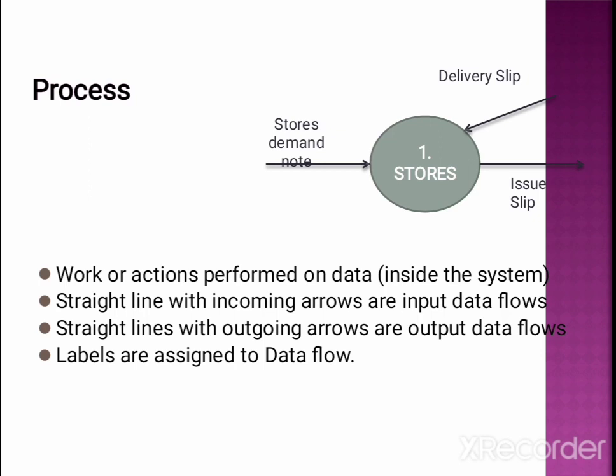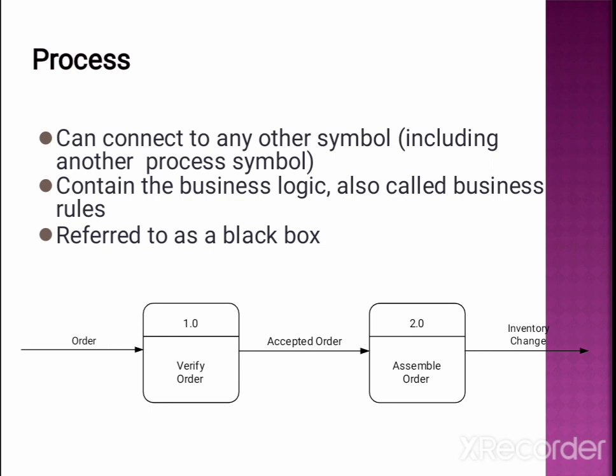Process works inside the system. Incoming arrows are input data flows. Outgoing arrows are output data flows. Process can connect to any other symbol, contains the business logic, also called business rules, and is referred to as a black box.